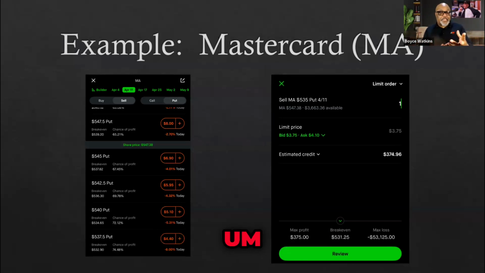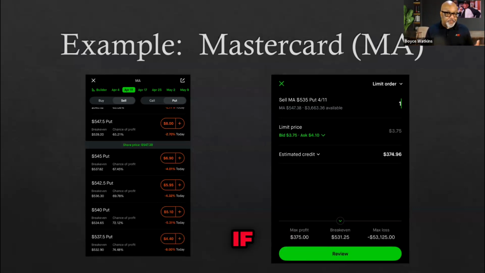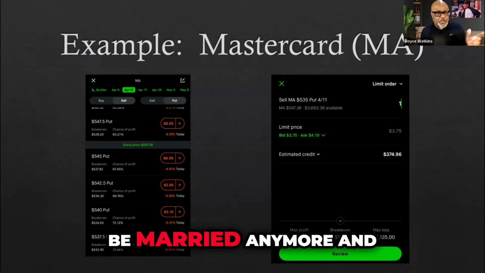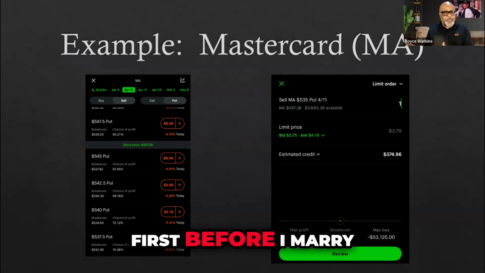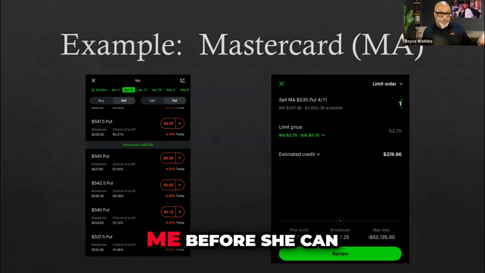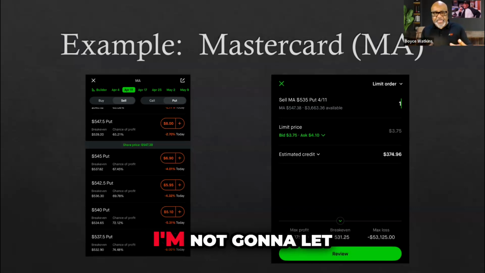So think of it like marrying a new person. Before I marry, if God forbid, me and my wife decided not to be married anymore, and I meet a new woman I want to marry, I've got to divorce her first before I marry the new person. She'd have to divorce me before she can marry the new guy, right? But I'm a lucky man, so I'm not going to let that happen.